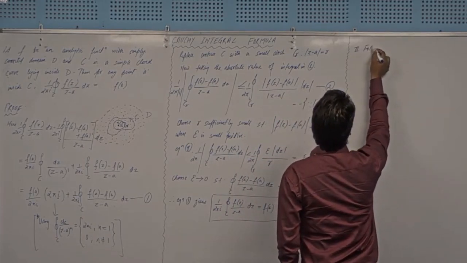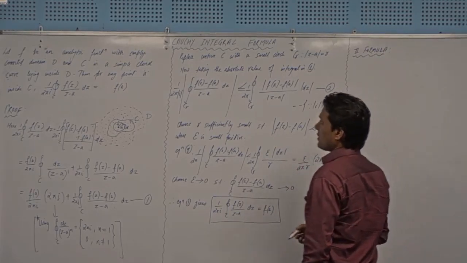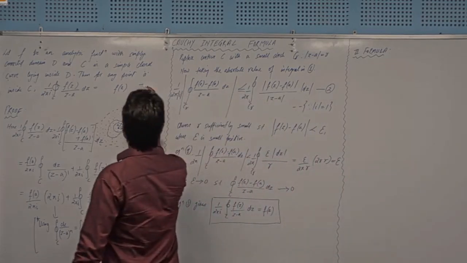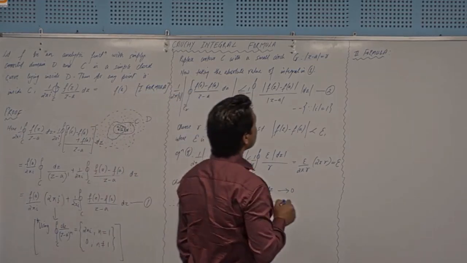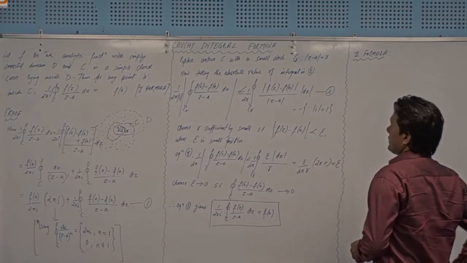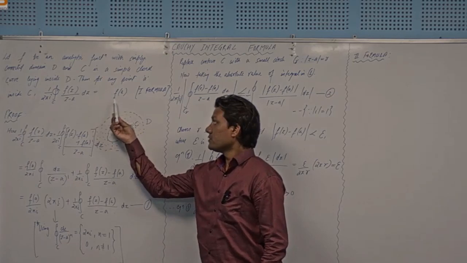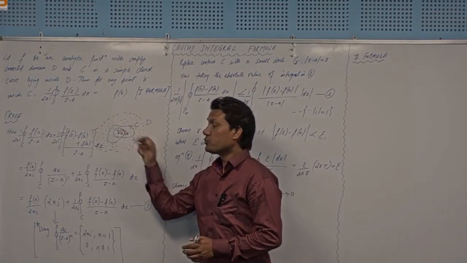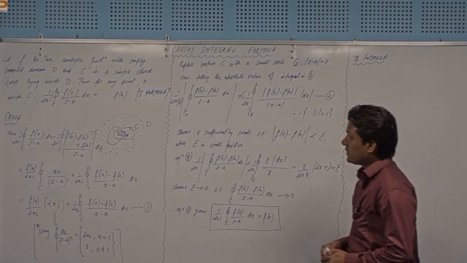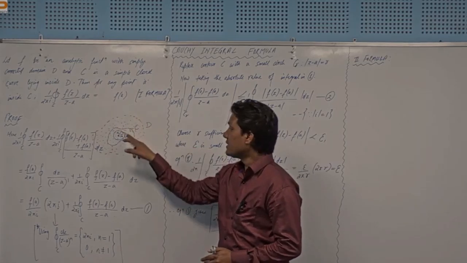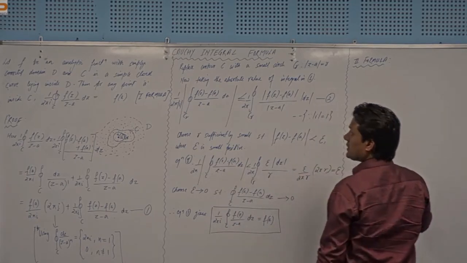This was the first formula, and the second formula is for its derivatives. The first is for f(a), meaning to find the value of the analytic function at the point z equal to a, and this second formula is related to finding the derivative of f(a) inside this closed contour C. So refer to this original picture.